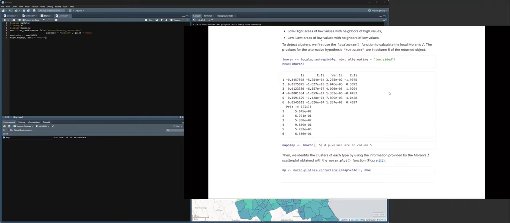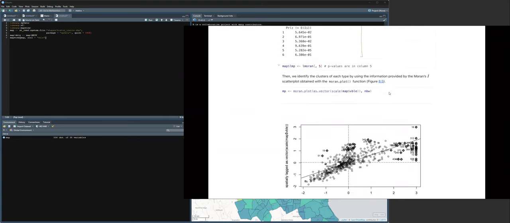And then in those cases, we can actually try to do the p-value for the alternative hypothesis, the two-sided one, to detect the cluster using the Moran's index. And then we can have this kind of table, right?